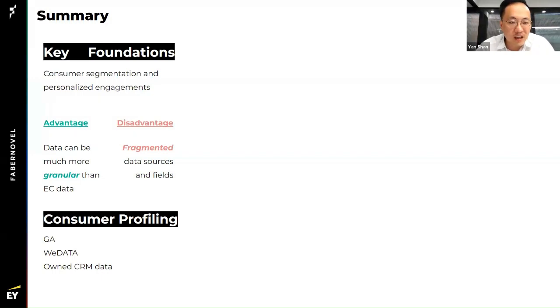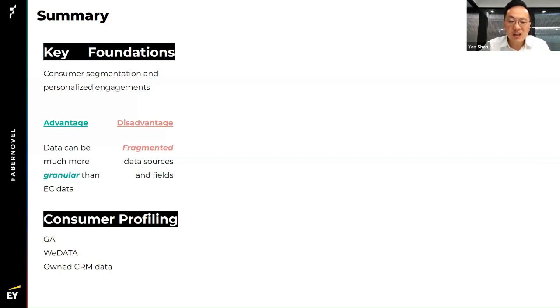But with the social SAM, compared with EC, there are some advantages. The very big advantage is the data can be much more granular than the EC data, because the channels are different. The brand owns a lot of engagement channels and data channels, and through building the system, we can do our own tagging, which means we can build in the tagging functions, which can help us to collect data through consumer behaviors, right? So the data can be much more granular compared with EC.